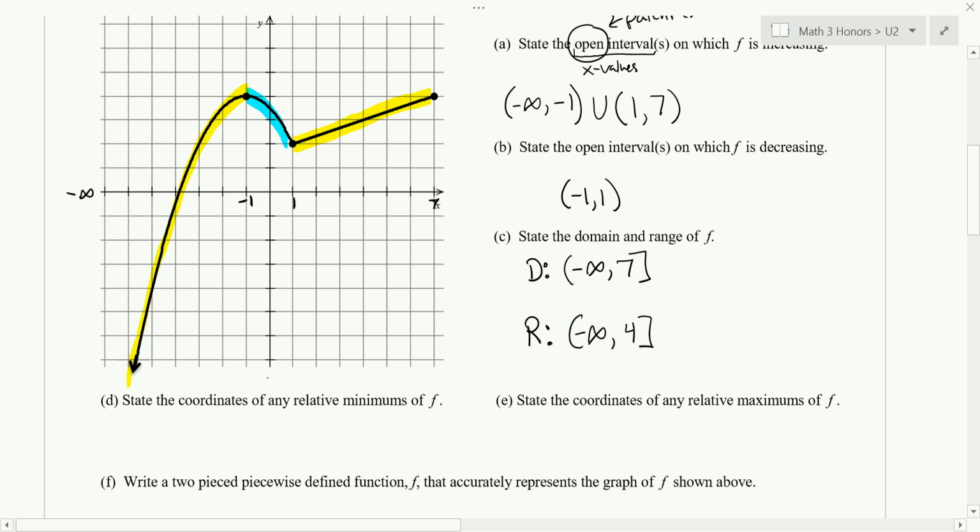Okay, so now we're looking at the lowest point. So range is really the only time you grab the y values. So negative infinity, and then the highest value is at height 4, and it happens at 2 spots, and it is closed at both those spots. So we grab that. Okay, good. So D, state the coordinates of any relative minimums of f, and E, state the coordinates of any relative maximums of f. Go ahead and do that, and pay attention again to the definition of a relative min and a relative max as you do that.